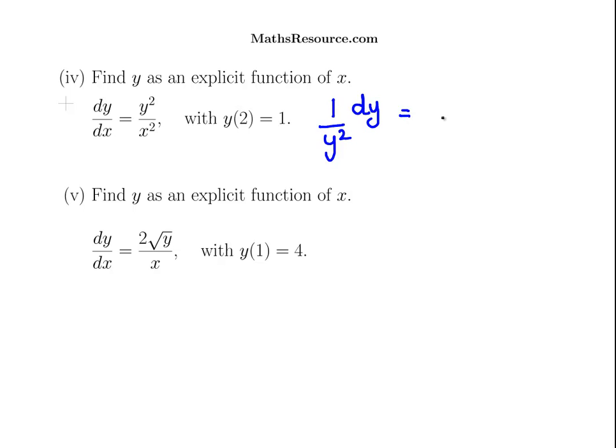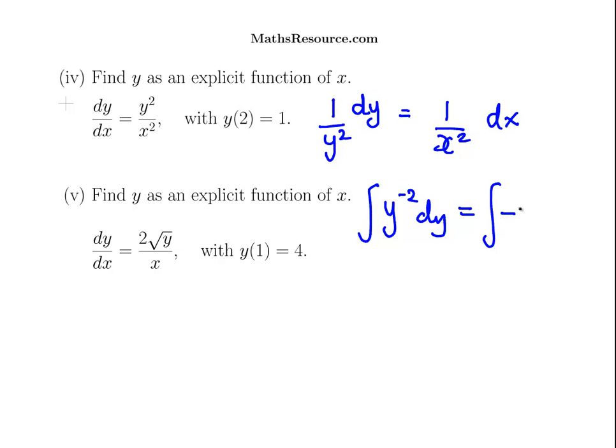and multiply both sides by x squared, or dx. Okay, so that's what we have there to go on so far. That's just rewriting that equation. And so we have y to the minus 2 times dy, the integral of y to the minus 2 dy is equal to the integral of x to the minus 2 dx. So working out both sides, that's just the simple power integration rule.